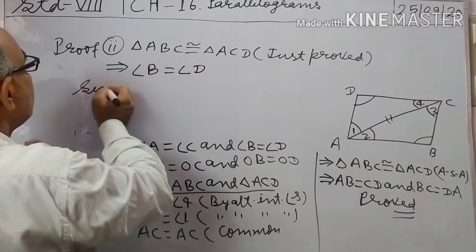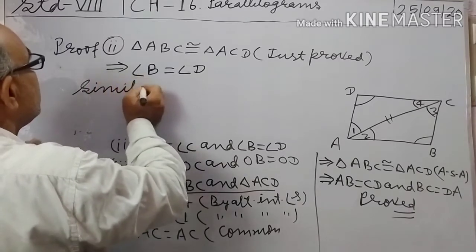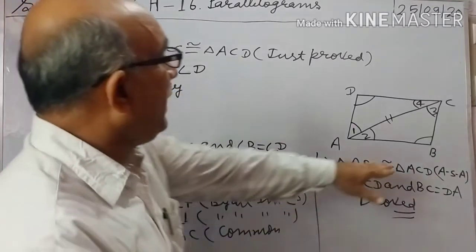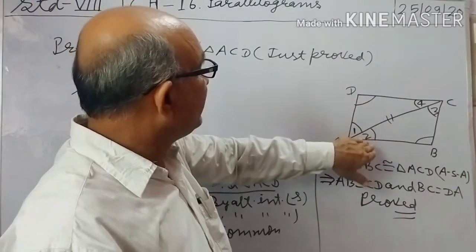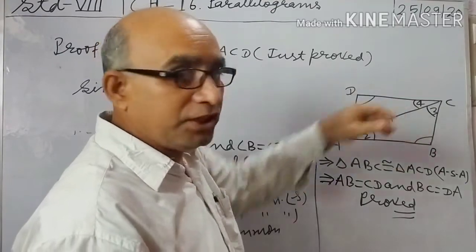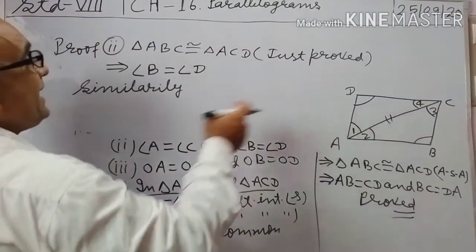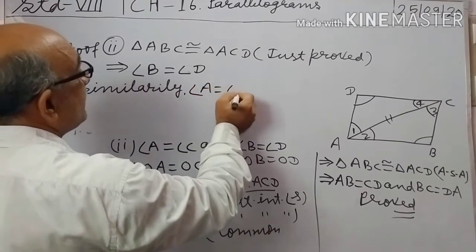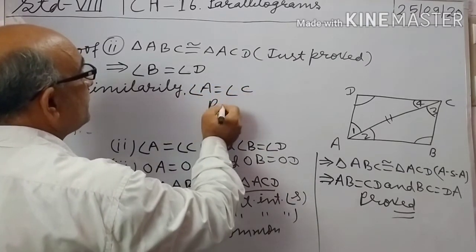Similarly, if we join diagonal BD, then triangle ABD is congruent to triangle BCD. So angle A equal to angle C. Proved.